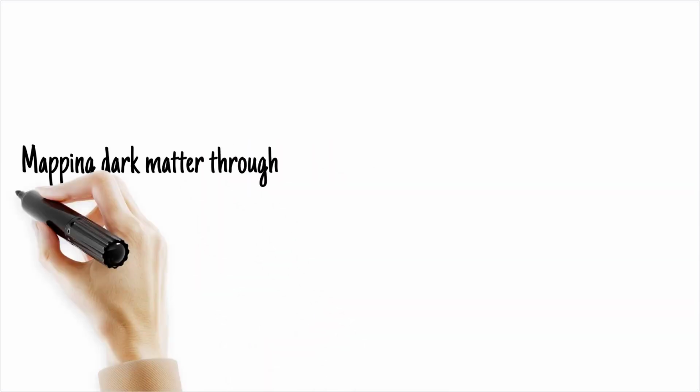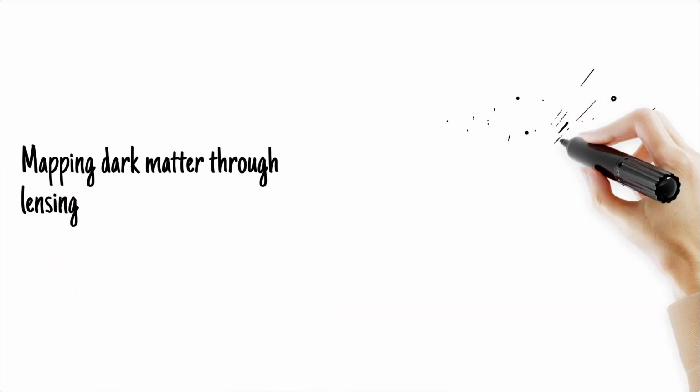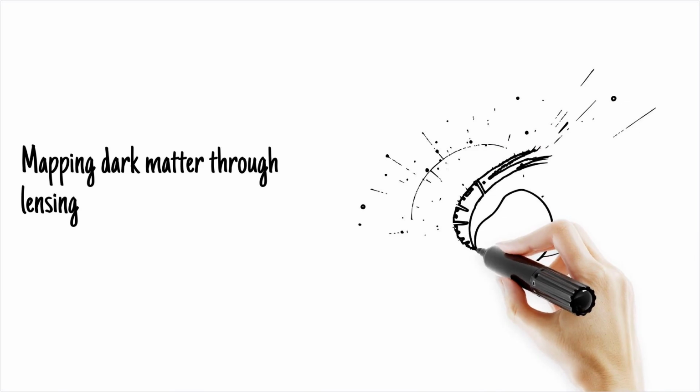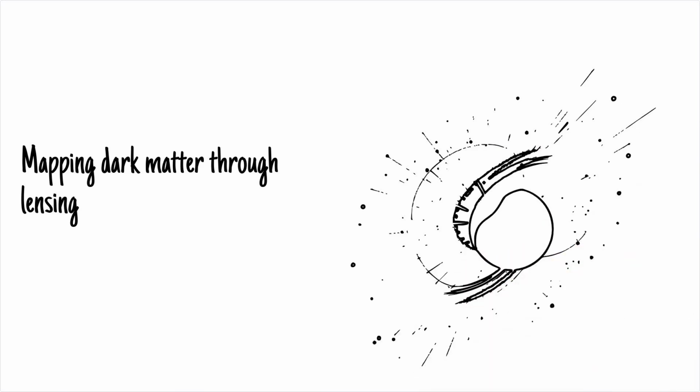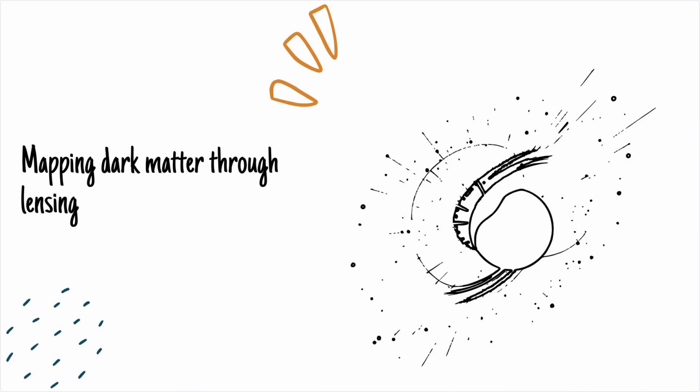Gravitational lensing not only reveals hidden galaxies, but also maps the invisible dark matter in the lensing foreground. The distortion patterns in lensed light trace the gravitational influence of dark matter, which does not emit or absorb light.